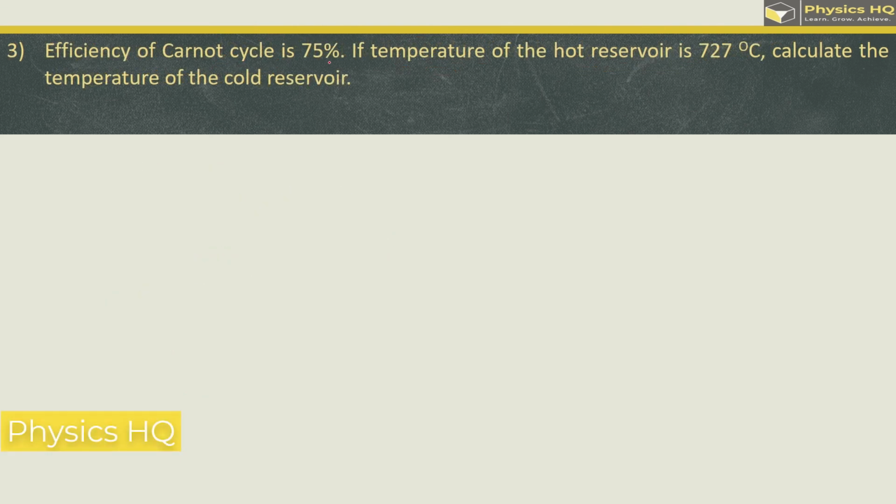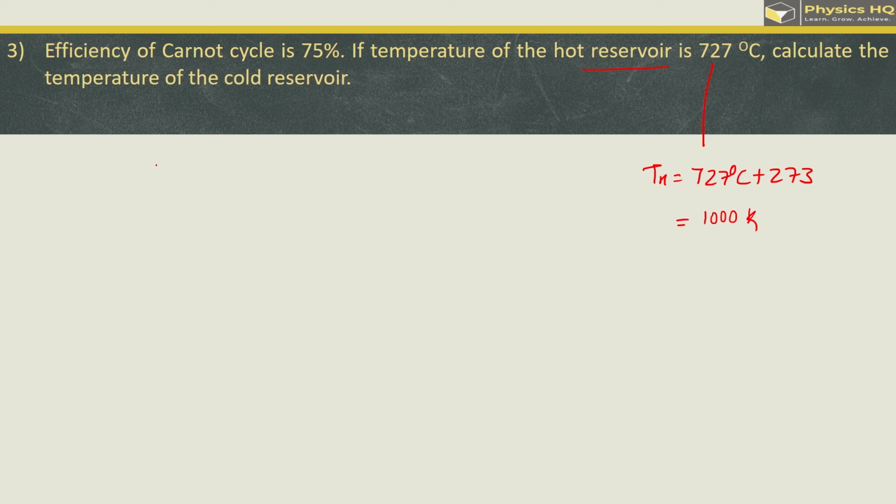Efficiency of Carnot cycle is 75%. If the temperature of hot reservoir is 727 degrees Celsius, we will convert this into Kelvin by adding 273. We will get this as 1000 Kelvin. Calculate the temperature of cold reservoir.